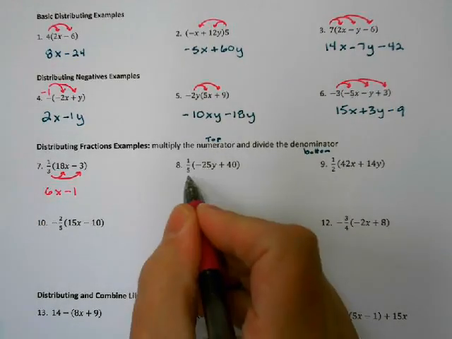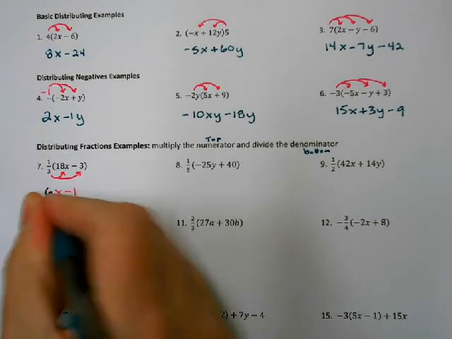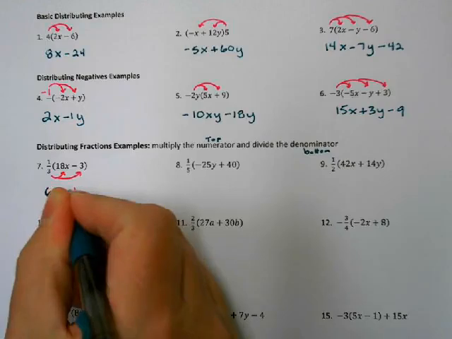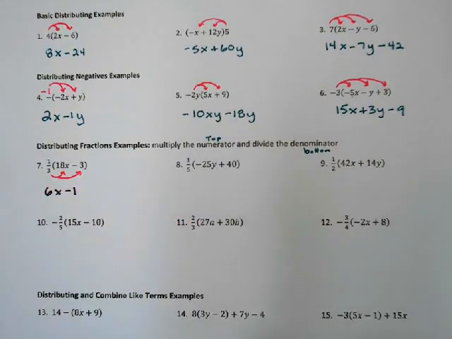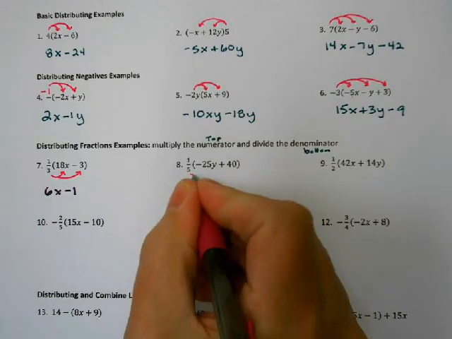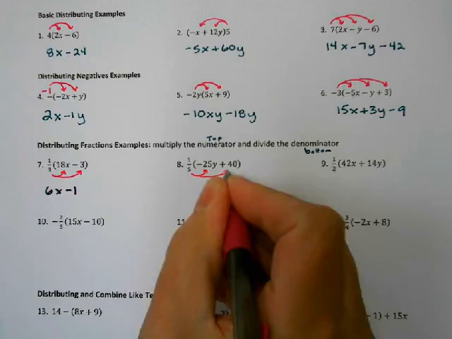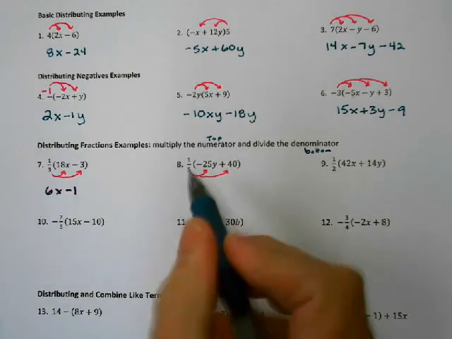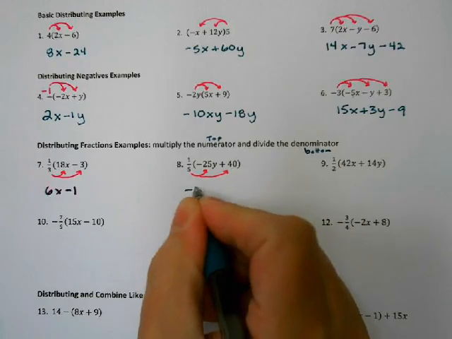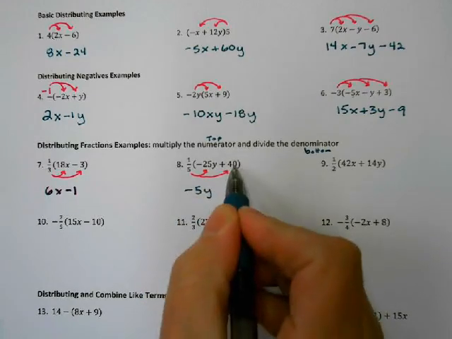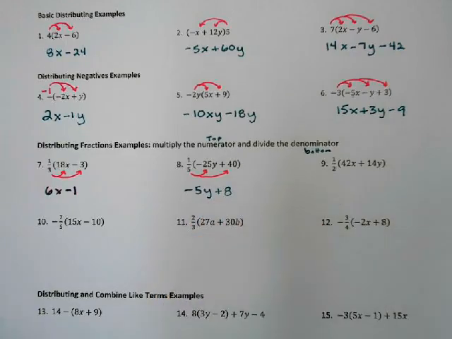We're going to distribute. Oh, I did the wrong color. That's going to bother me. There you go, better. All right, so over here, multiplying 1, nothing changes. And then the denominator is 5, so we're going to divide everything by 5. So I've got negative 25 divided by 5 is negative 5, and then the variable of y. 40 divided by 5 is 8, and no variables.